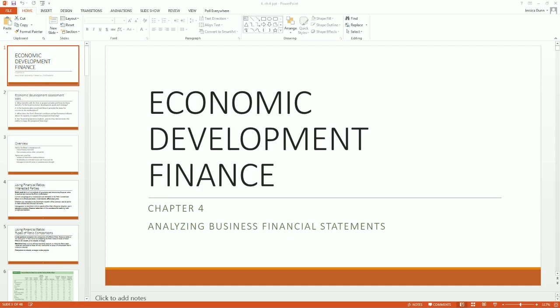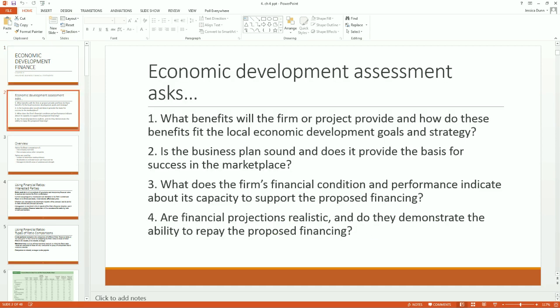This is Economic Development Finance, and this is Chapter 4. We're going to be analyzing our business financial statements. In economic development, we're going to be asking what benefits will the firm or project provide, and how do these benefits fit the local economic development goals and strategies?